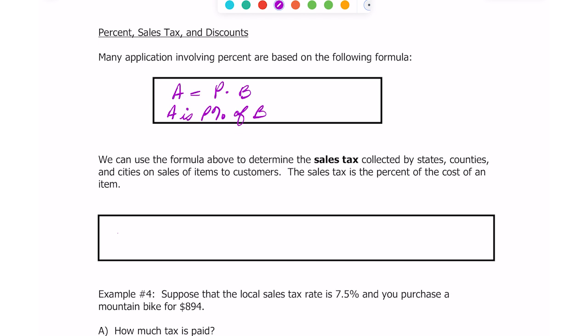Okay, let's take a look at sales tax. Sales tax is a lot of times money collected by states, counties, cities on sales of items. There's sales tax on many things like clothes and different items you could buy. There's sales tax on hotel purchases. The sales tax is the percent of the cost of an item. And there is a formula for it. So it's essentially this formula, A equals P times B, but we're going to tweak it. So the sales tax amount is going to just be the tax rate. When we're dealing with rates, we're dealing with percentages. And it's the rate times the item's cost.